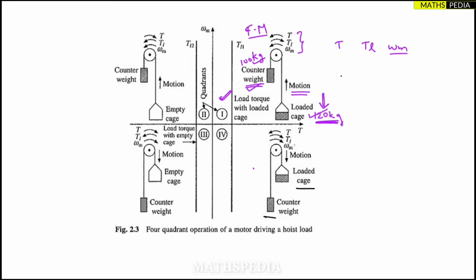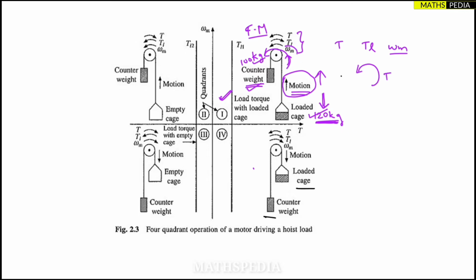But what we want is the motion. You observe the motion direction. We want motion to be in upward direction. We want to pull this cage in upward direction. Now in order to pull this cage in upward direction, what will you do? You have to apply some torque. Which direction will you apply? This direction you will apply, right? So you are applying this direction torque.